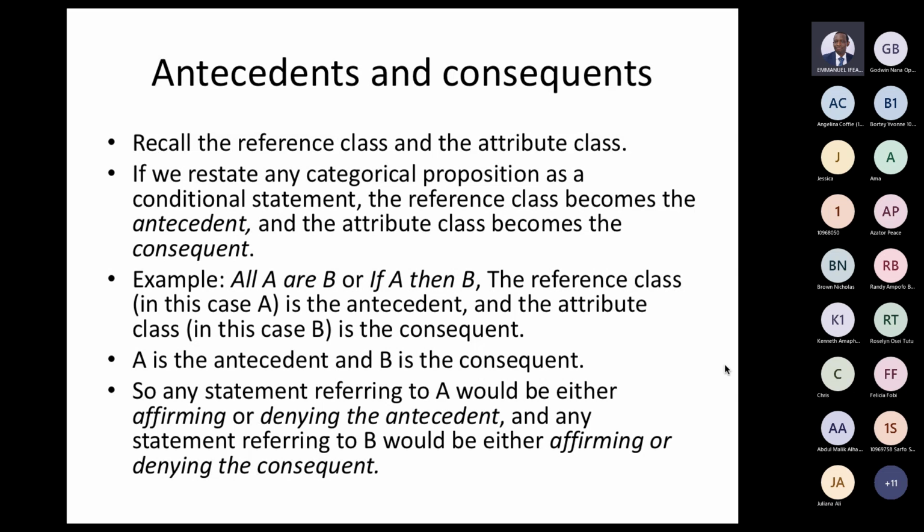Now, if we restate any categorical proposition as a conditional one, the reference class becomes the antecedent, and the attribute class becomes the consequent. Example, all A are B, or if A, then B. All A are B is categorical. If A, then B is conditional. The reference class, in this case A, is the antecedent. And the attribute class, in this case B, is the consequent.